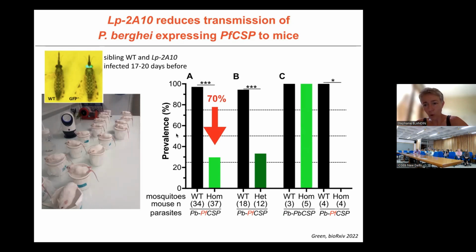Okay, so what you have to remember from here is that when mosquitoes express the 2A10 antibody, they are less prone to transmit parasites to the next host. And this is despite the fact that we actually selected mosquitoes that had very large amounts of parasites.